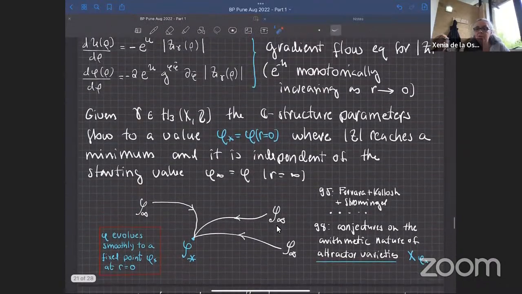Are there any questions up to here? At least of the main idea of what's happening. No?